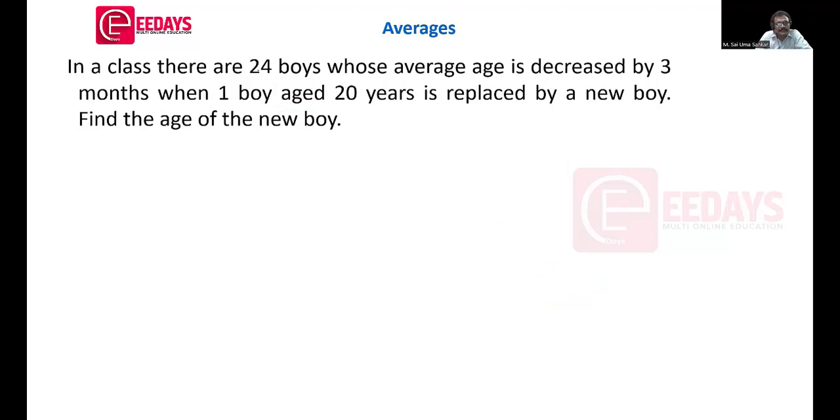In a class, there are 24 boys whose average is decreased by 3 months when one boy of 20 years is replaced by a new boy. Find the age of the new boy. Okay, children. In a class, there are 24 boys whose average is decreased by 3 months when one boy of 20 years is replaced by a new boy.